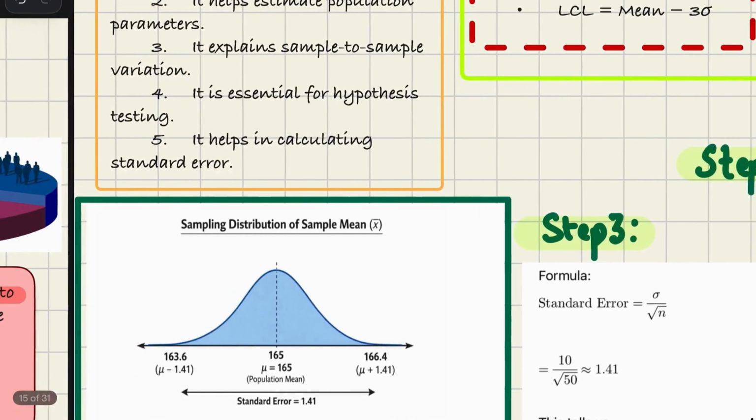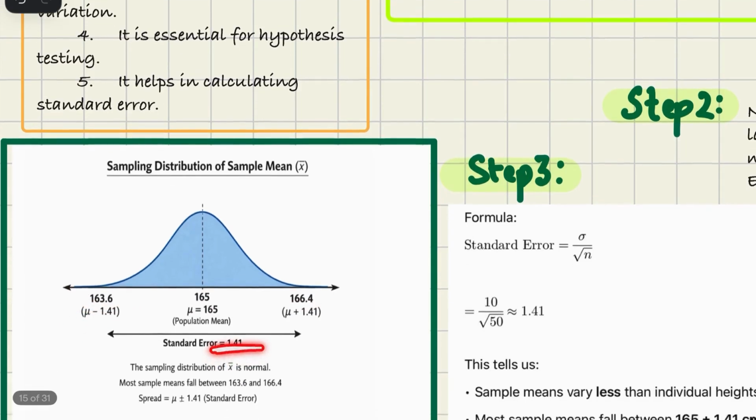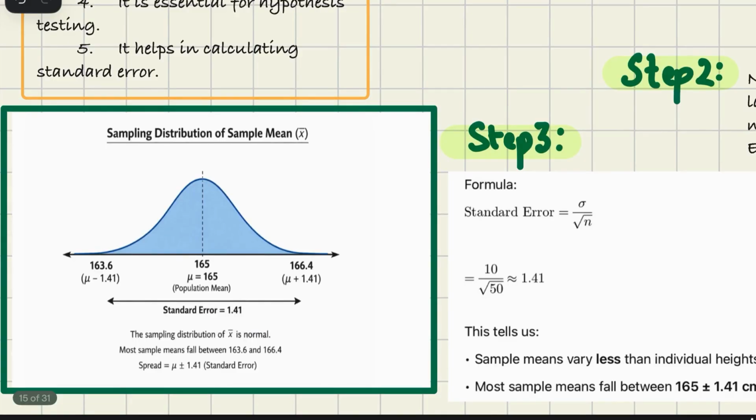If you look at this picture, from our analysis, this is the population mean, and these are the upper and lower control limits which we have calculated, because the standard error was 1.41. So our sample mean is normal. Most sample means fall between 163.6 and 166.4 centimeters. So the spread, the standard error, is 1.41, right?